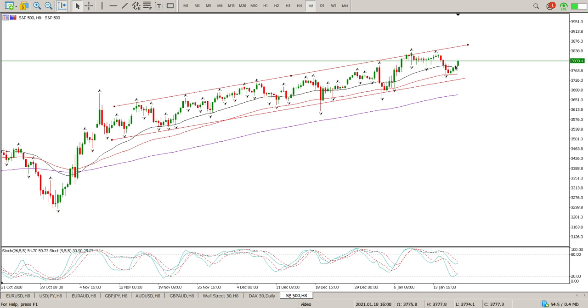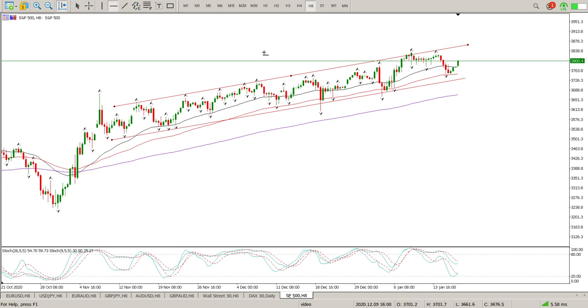Can't see any news which is driving us at the moment, but obviously there was fairly good data coming out of China on Sunday, which probably didn't get a chance to play out. So that's more than likely what has driven the Asian session.